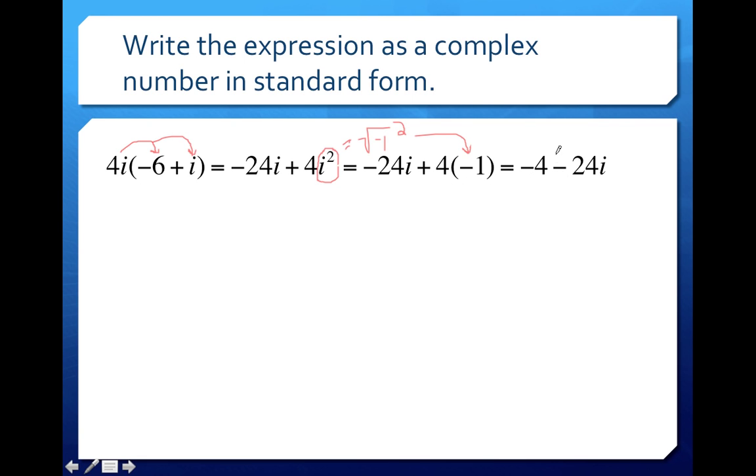But I have to rearrange the order. Remember, it's a, which is my real part, plus bi. So I always have to put it in that order. There it is.